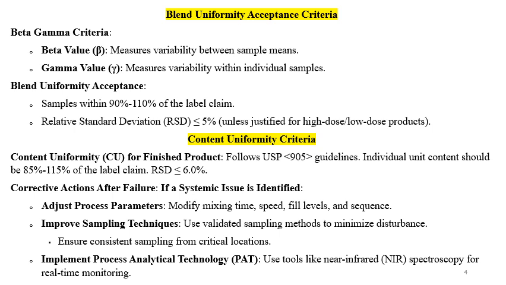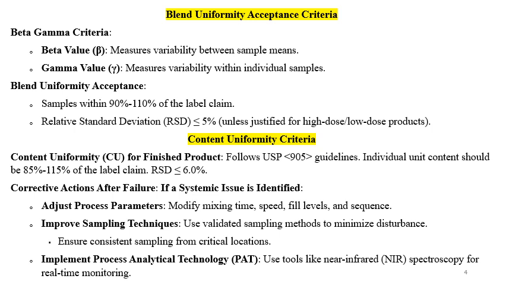Content uniformity criteria. Once you complete the blend uniformity, then content uniformity should be done and tested. CU for the finished product should follow USP chapter 905, where individual unit content should be within 85 to 115% of the label claim with RSD of less than 6%.